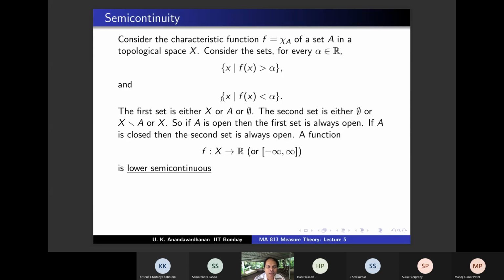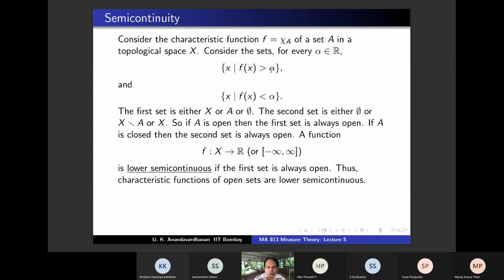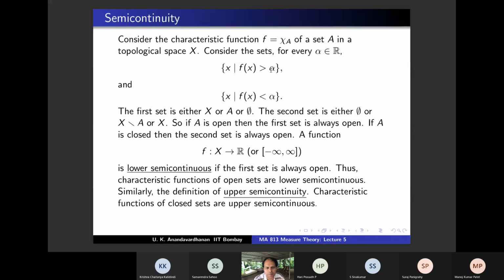Okay. So a function is said to be lower semi-continuous if the first set is always open. If this is always open as alpha varies, then you say that the function is lower semi-continuous. And in particular, characteristic functions of which sets are lower semi-continuous, open sets or closed sets? Characteristic functions of open sets are lower semi-continuous automatically. Okay. And now you know the definition of upper semi-continuity. I don't have to write it. And characteristic functions of which sets are automatically upper semi-continuous? Closed sets. So similarly, characteristic functions of closed sets are upper semi-continuous.